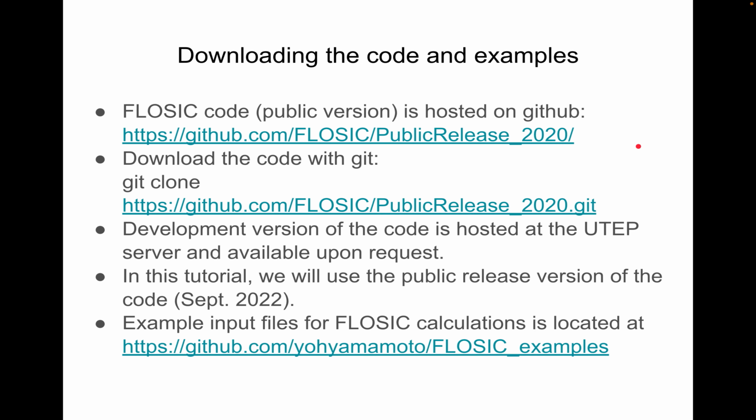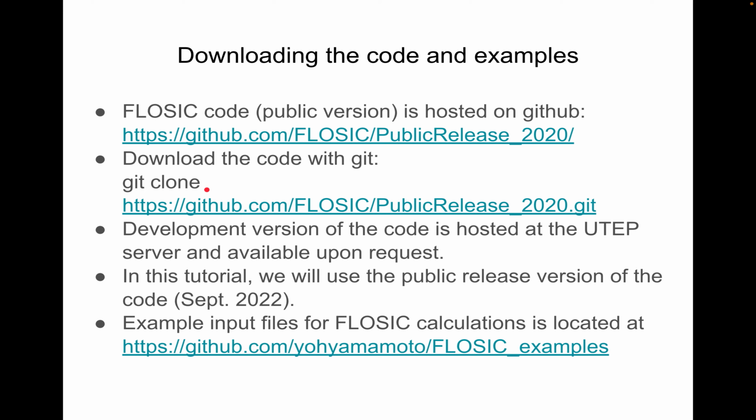The code we will be using for this tutorial is the public release version of the FLOSIC code. The public release version of the FLOSIC code is hosted on GitHub for scientists all over the world, and you can download it from this URL. Of course, you can use your web browser to download it, but you can also use the git clone command in your terminal to download the code to your local machine.